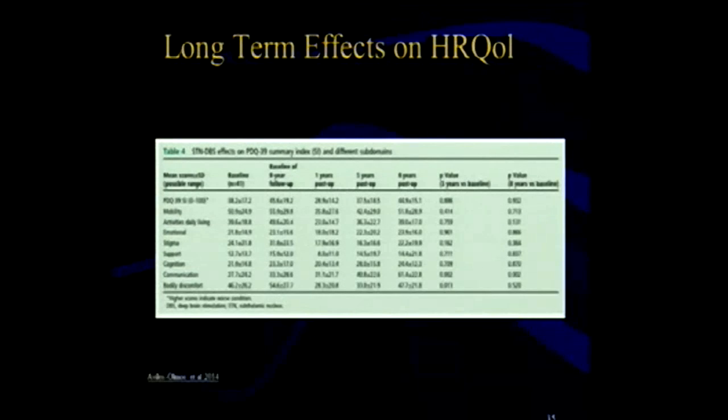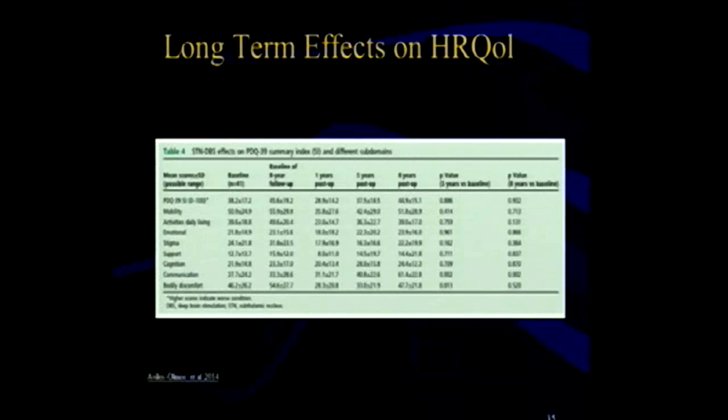maintained. But if you look at, they again use the PDQ-39, you'll notice that at 8 years, they start to go back towards baseline. So low risk, of course, better. And their p-values are for worsening. And so the only thing that significantly worsened was communication, although you tended to go back towards baseline for the total score. You tended to go back towards baseline for mobility and actually most of the subscales.